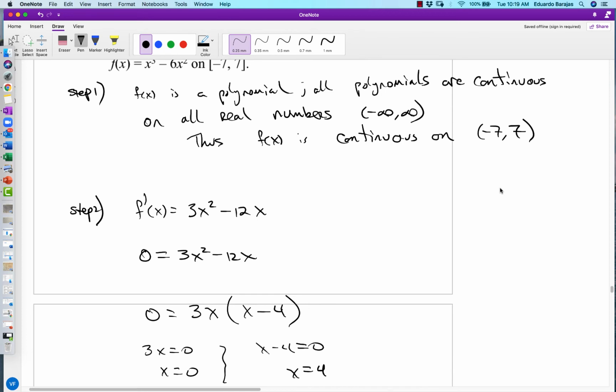And now if we go back and double check our interval, 0 and 4 are both inside this interval and the function is continuous at those two points. So we can upgrade both of them to say that they're both critical numbers. So both x equals 0 and x equals 4 are critical numbers.